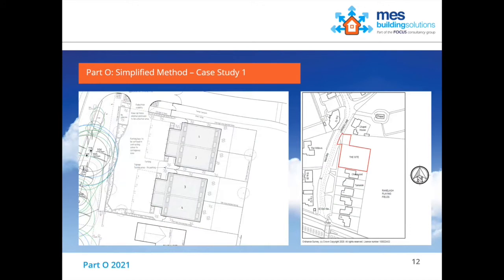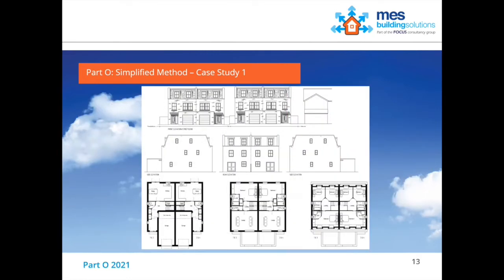So we'll have a look at a couple of case studies of how we actually apply the simplified approach in practice. So here we've got four identical townhouses. These are in, where are these? Bracknell. These are on the outskirts of Bracknell. So they're not in a high risk area because they're not in central London. They're in a moderate risk area. And as you can see, fairly standard-looking townhouses really.